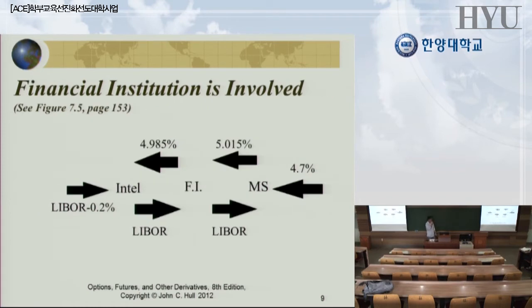Again, when a financial institution is involved, it will be receiving the 3 basis points of this whole exchange. So instead of 5%, they will be receiving 5.015% and giving to Intel 4.985%. As you can see, the difference here is 0.03%, which is the 3 basis points that they actually get throughout this transaction.